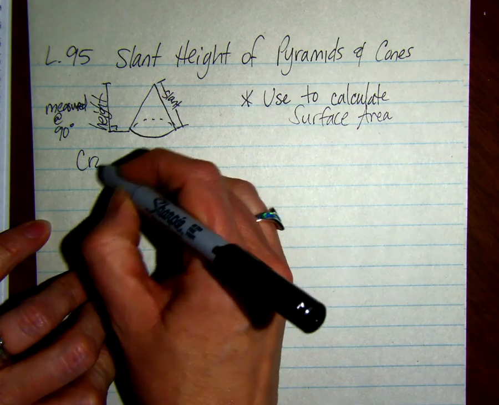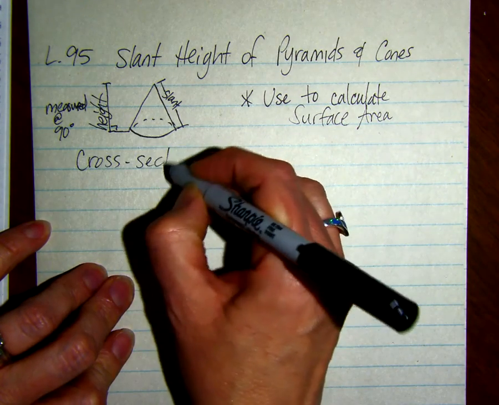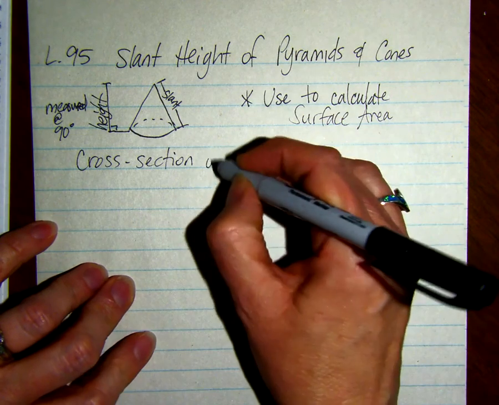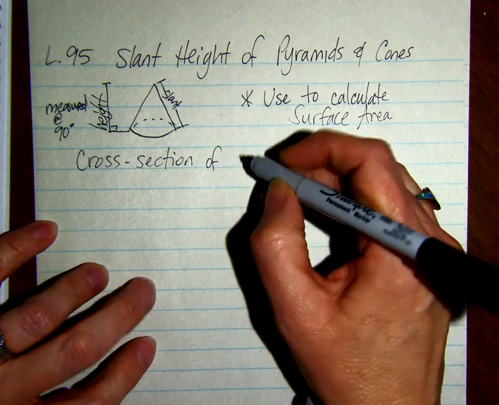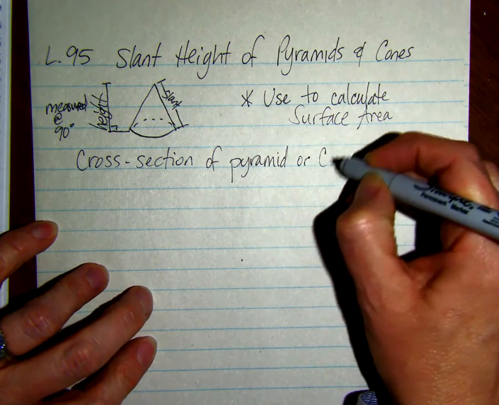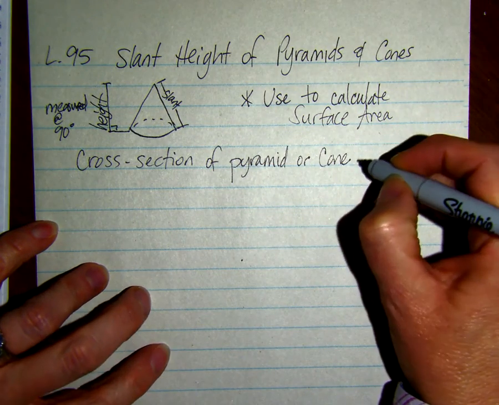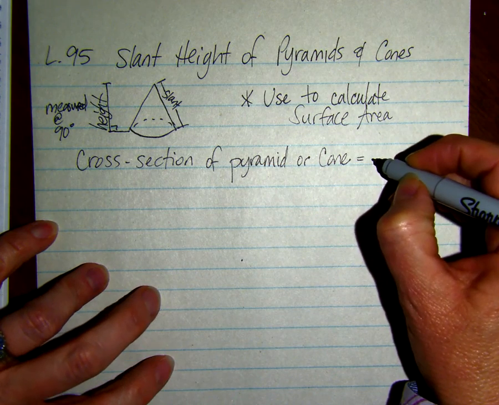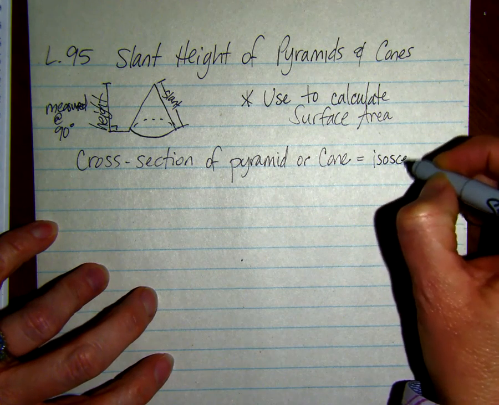If you had a cross section, that just means that you're cutting straight down the middle. So if you have a cross section of a pyramid or a cone, it's going to be an isosceles triangle.